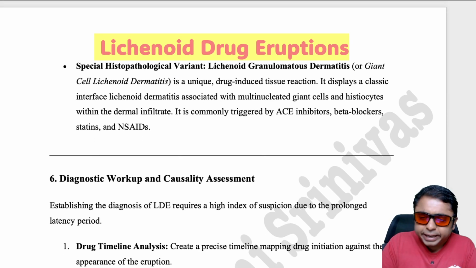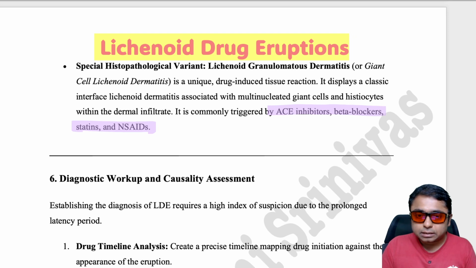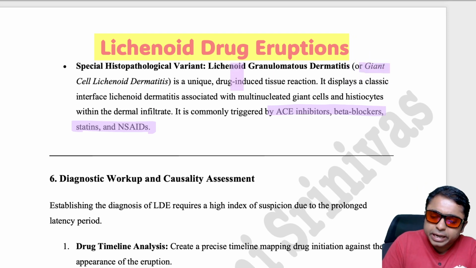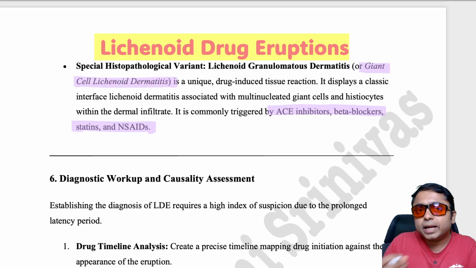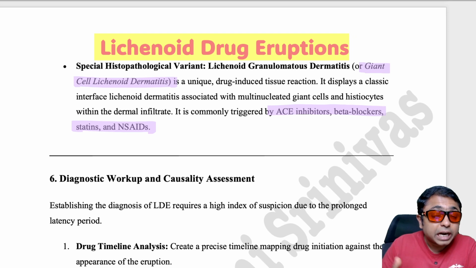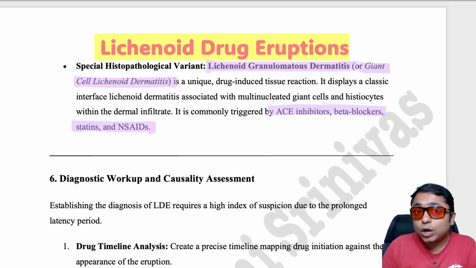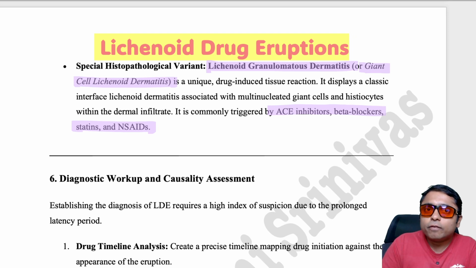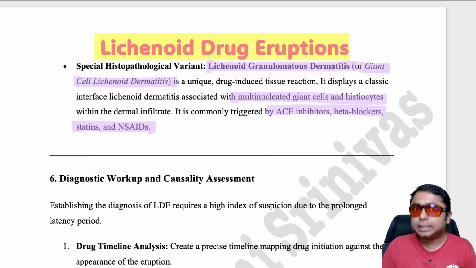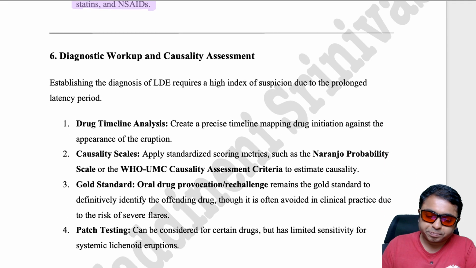And the medications, the ACE inhibitors, beta blockers, statins and NSAIDs, these could be associated with one very interesting type of lichenoid dermatitis, which is called giant cell lichenoid dermatitis, also called lichenoid granulomatous dermatitis, in which along with the lymphocytic infiltrate we can also identify the presence of multinucleated giant cells and also histiocytes, especially associated with these medications.